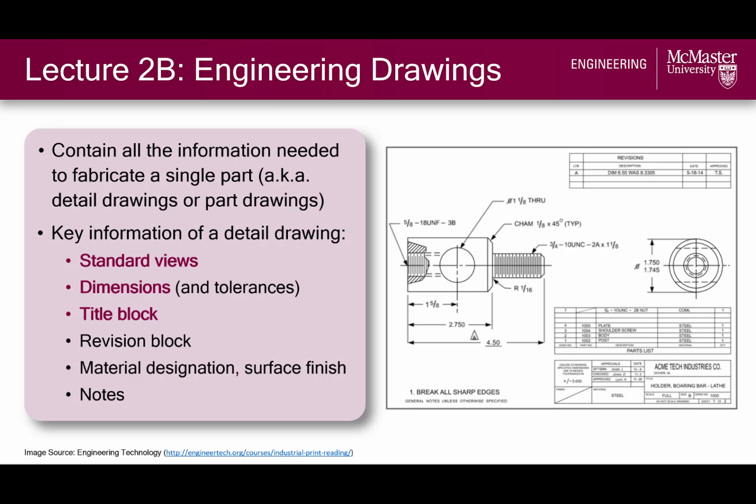We learned that engineering drawings, aka detail drawings or part drawings, contain all the information needed to fabricate a single part to the required specifications, which makes it one of the most valuable tools in the design and manufacturing process. In addition to standard views, engineering drawings include dimensions, a title block, and other important information like revisions, material designations, and other notes.